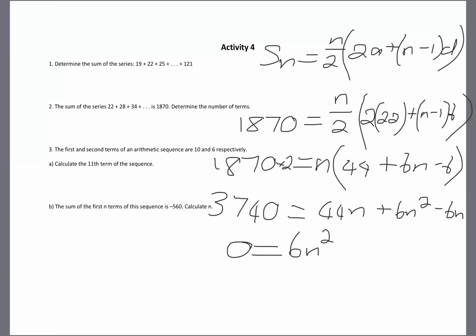Are you still with me? Yes, ma'am. Okay, cool. 44 minus 6, 22. And then after this, you just do your quadratic formula. Please let me know when you're done doing your quadratic formula.